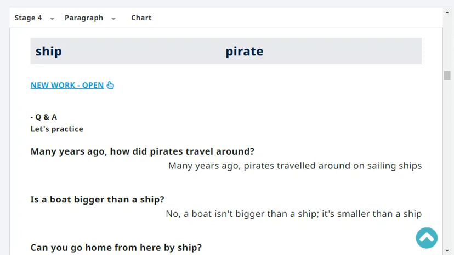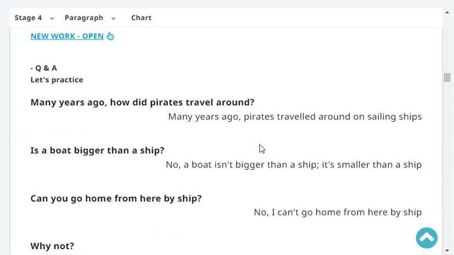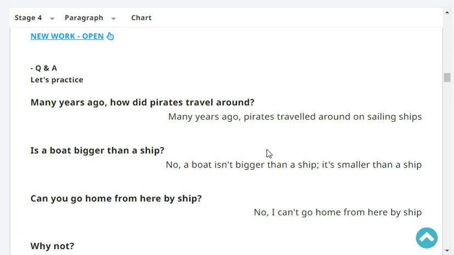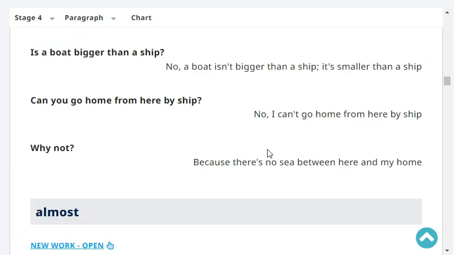Is a boat bigger than a ship? No, a boat isn't bigger than a ship. It's smaller than a ship. Very good. Can you go home from school by ship? No, I can't go home from school by ship. Very good. Why not? Because there's no sea between here and my home. Very good.